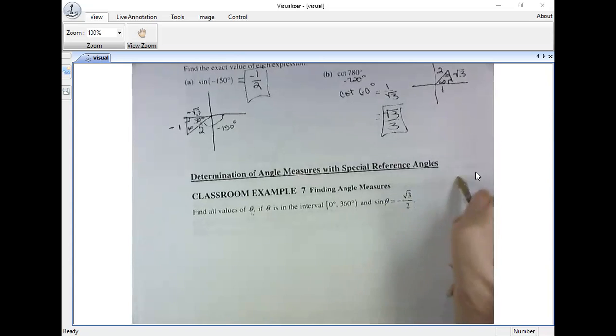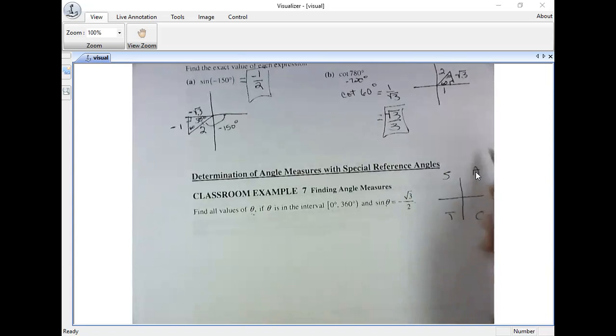Okay, if you were to sketch it out, remember, we think All Students Take Calculus. This is telling us where signs are positive. All signs are positive here. Sine and its reciprocal is positive here. That means sine is negative in quadrants 3 and 4. So far, is that making sense?